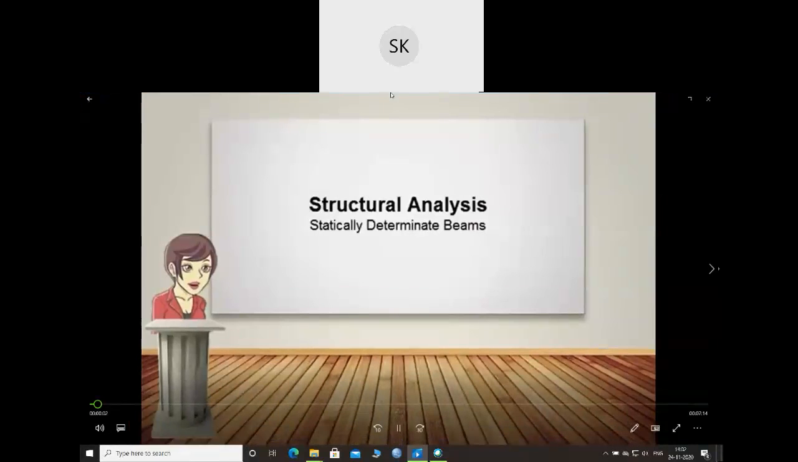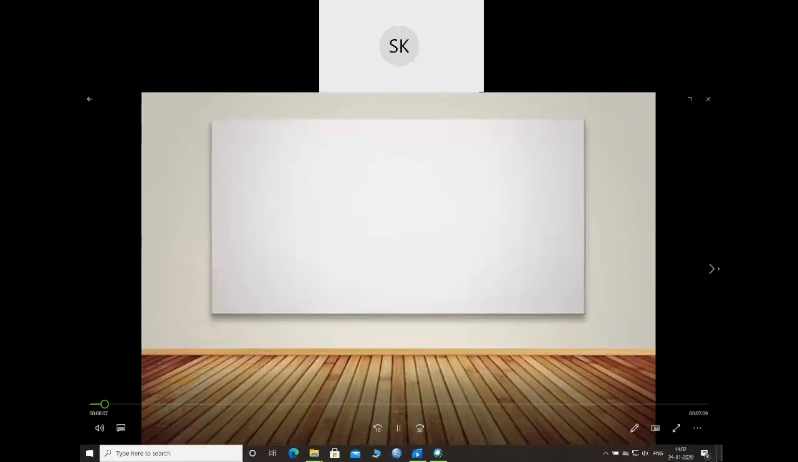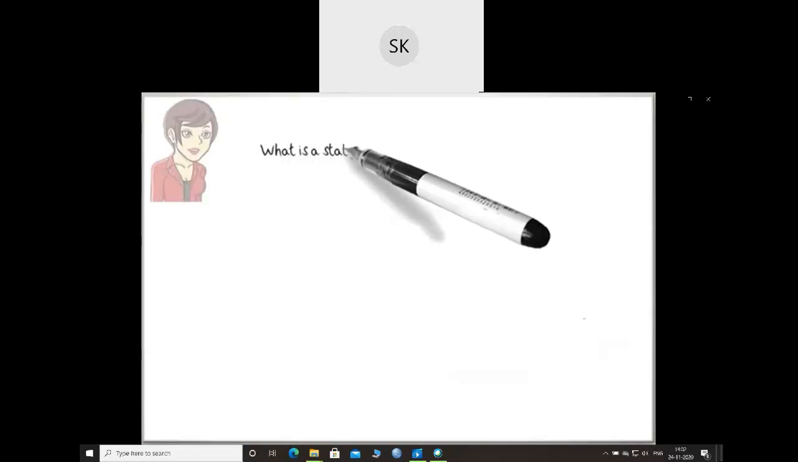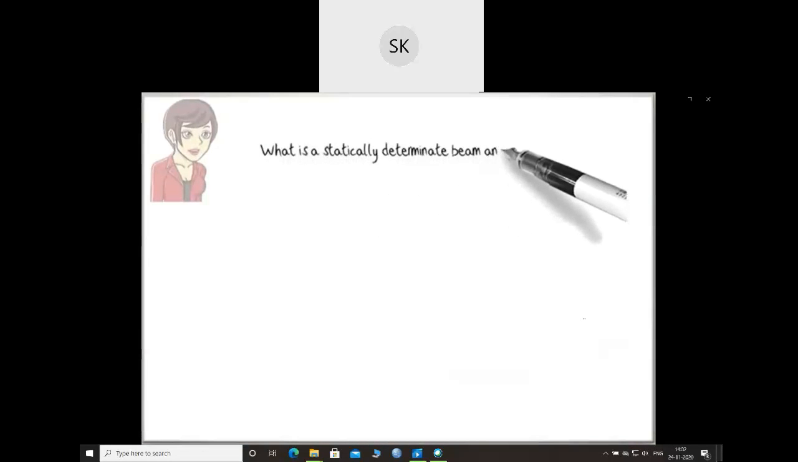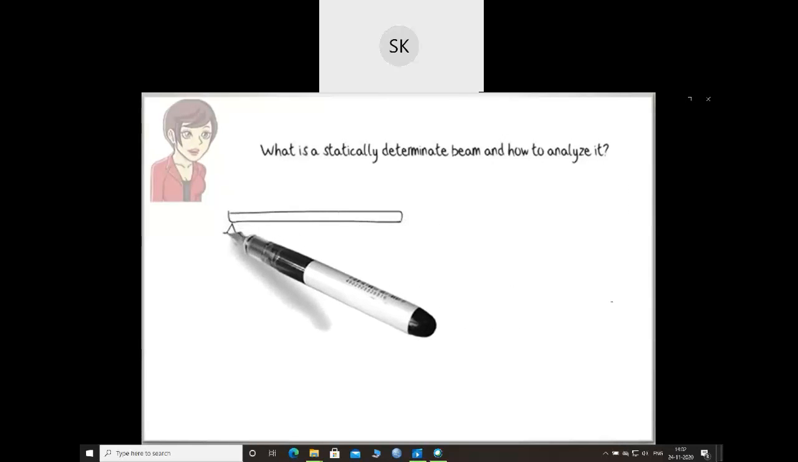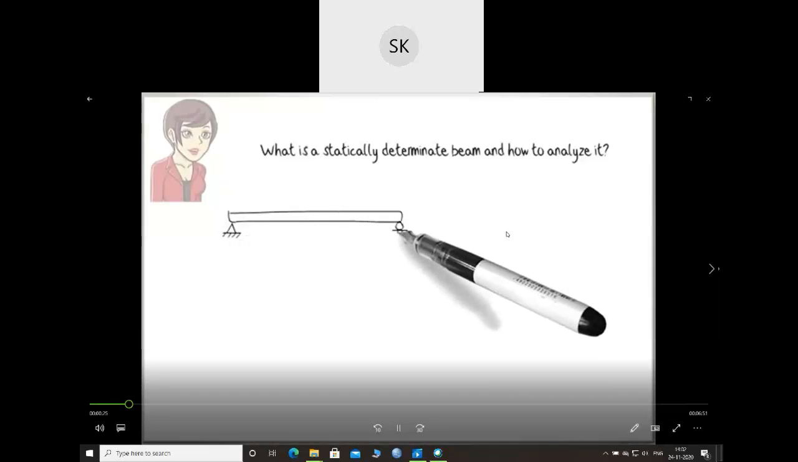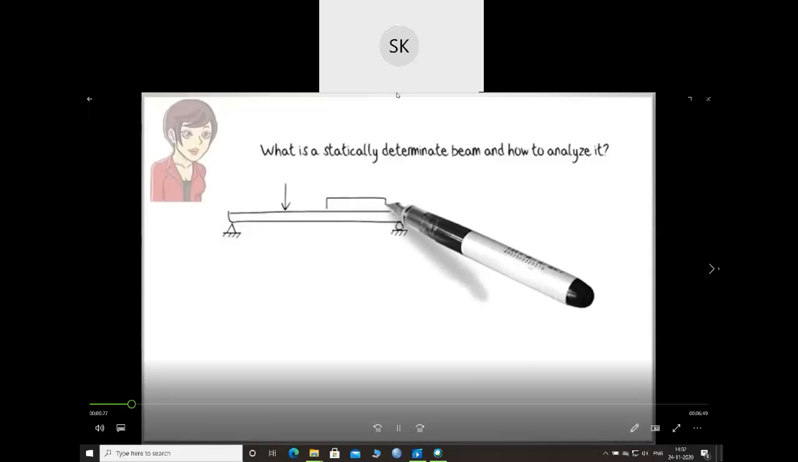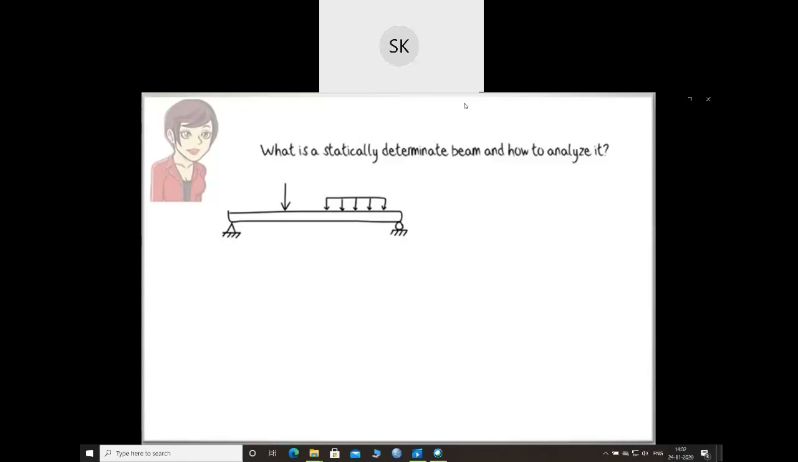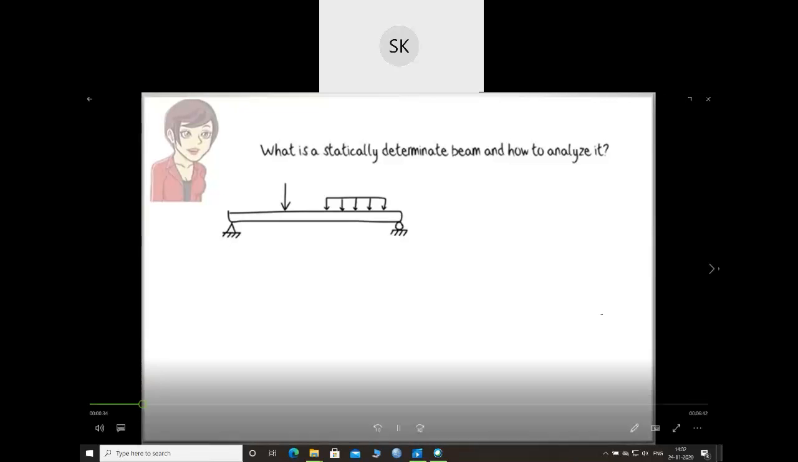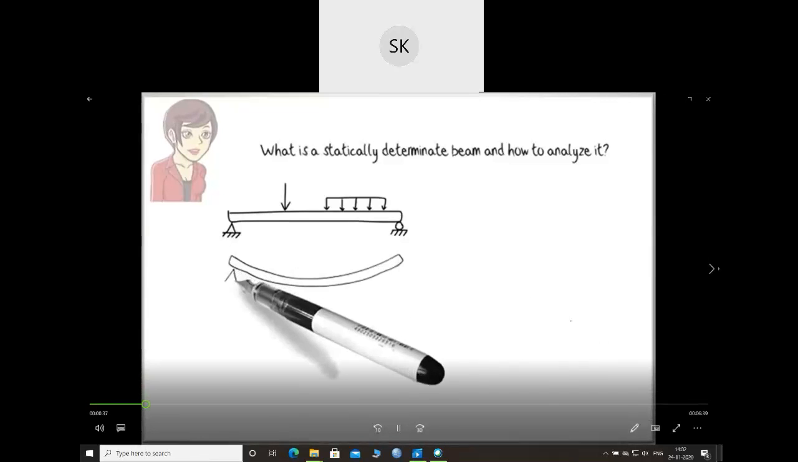Structural analysis. Statically determinate beams. Is it visible? In this lecture, we are going to answer two questions. What is a statically determinate beam and how to analyze it? A beam is a properly supported structural member capable of carrying loads that are perpendicular to its longitudinal axis. Such a member is called a beam because the loads cause it to bend, like this.